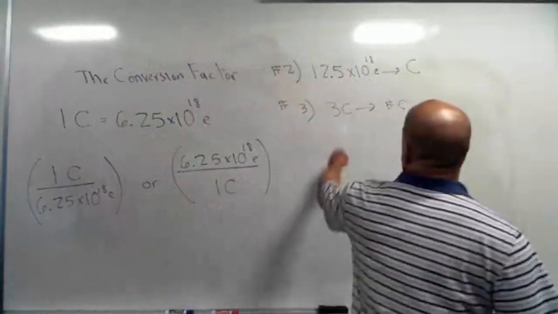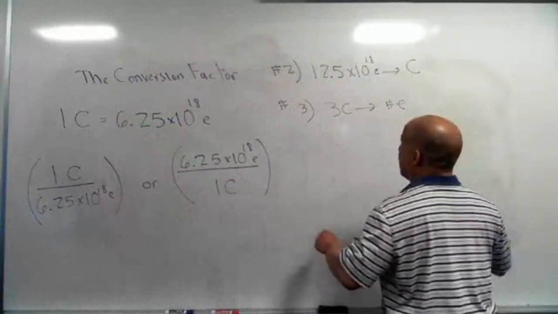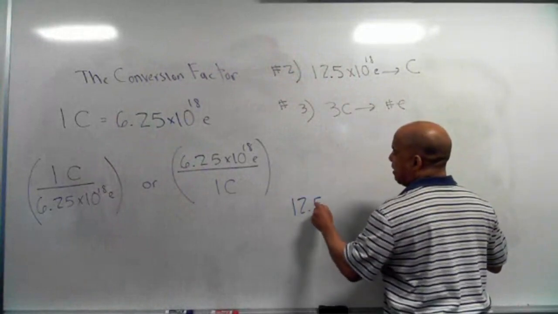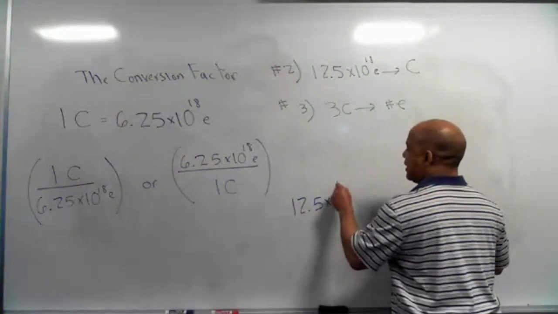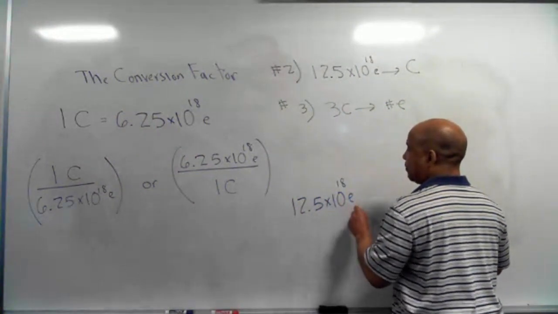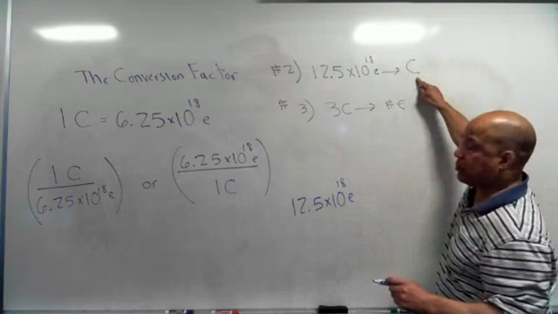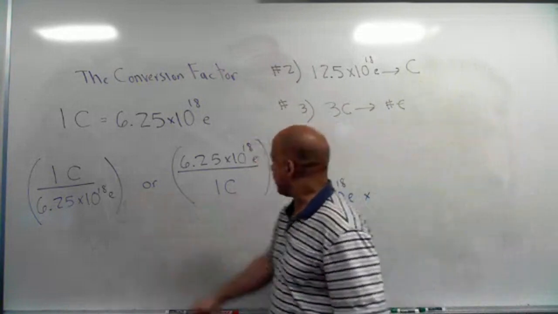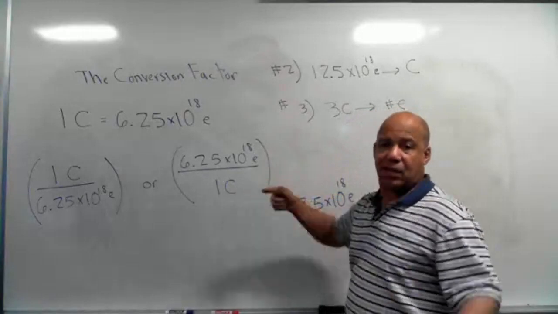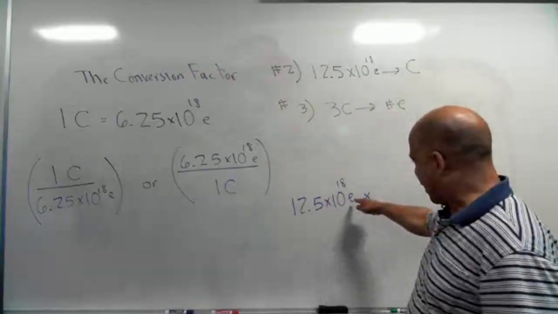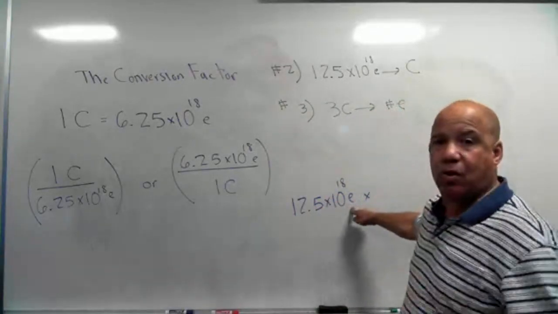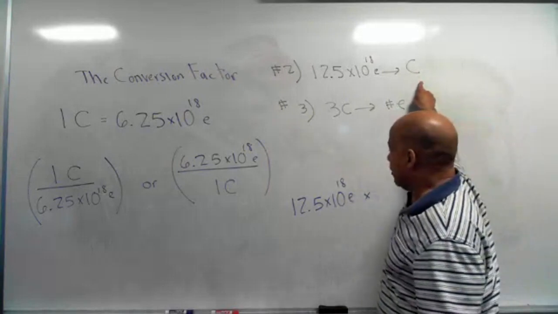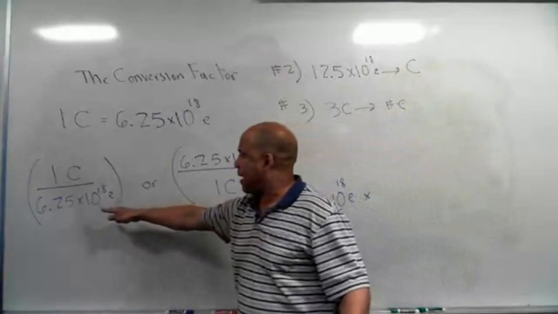So I will start with the number I want to convert. I have 12.5 times 10 to the 18th electrons, and I want to convert it to coulombs. I'm going to multiply either by this conversion factor or by this conversion factor. The right way to do it is I want the unit of electrons to go away, and I want to end up with units of coulombs. So to do that, I need to multiply by this one.